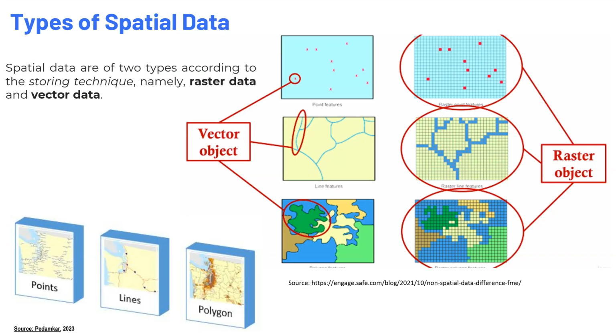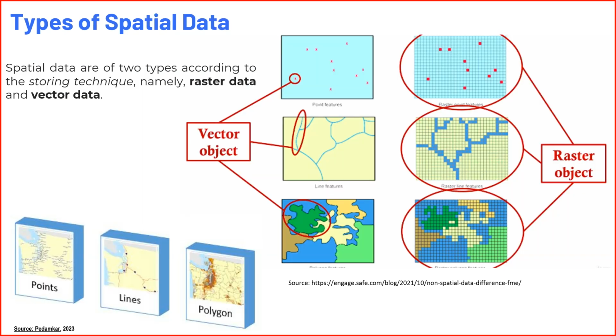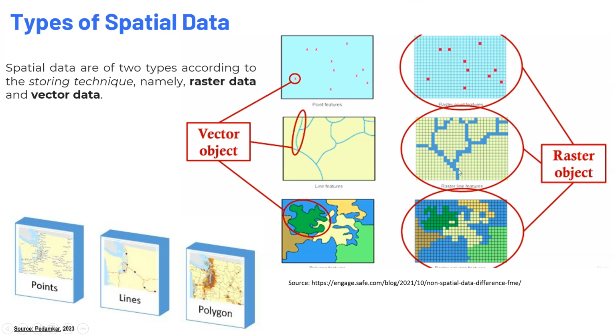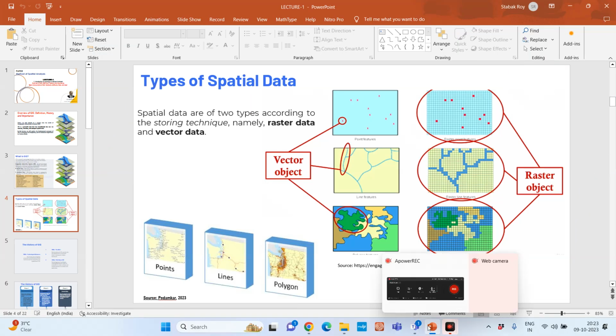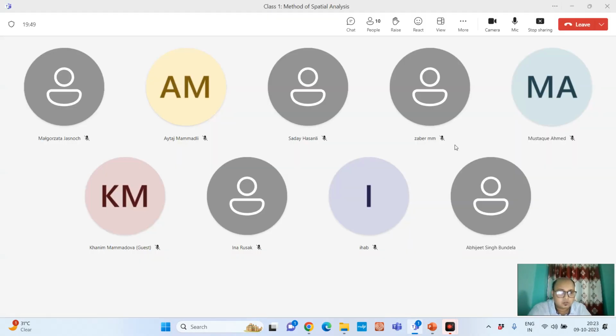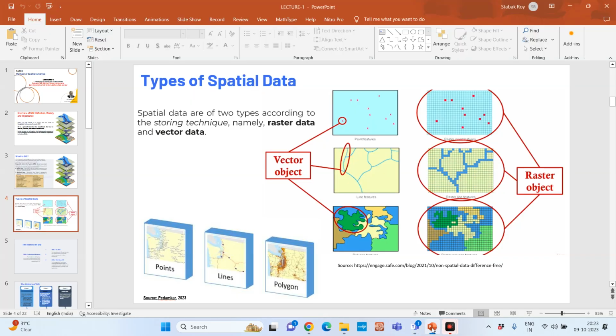Okay, now I come to the classification of spatial data. I think someone is trying to join. Is anybody there? Try to join. Okay.